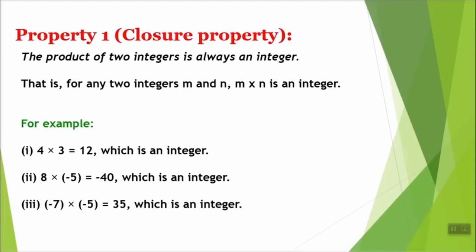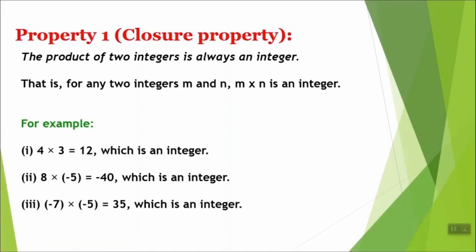Property number 1, which is the closure property, which states that if we multiply two integers, the product is always an integer. That is, if m and n are two integers, then the product is also an integer. It cannot be a fraction or a decimal number.